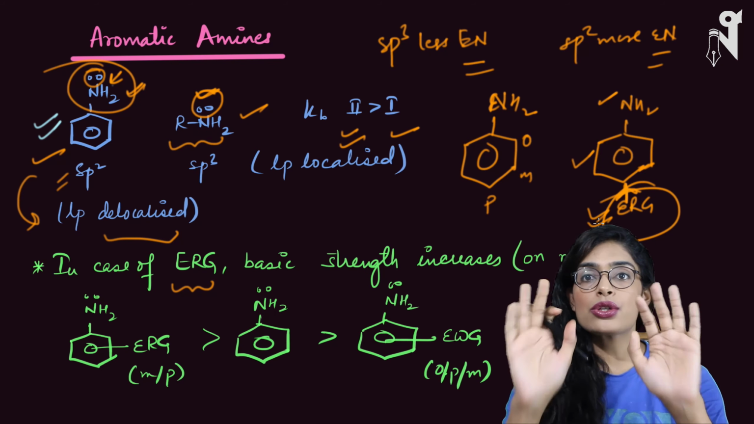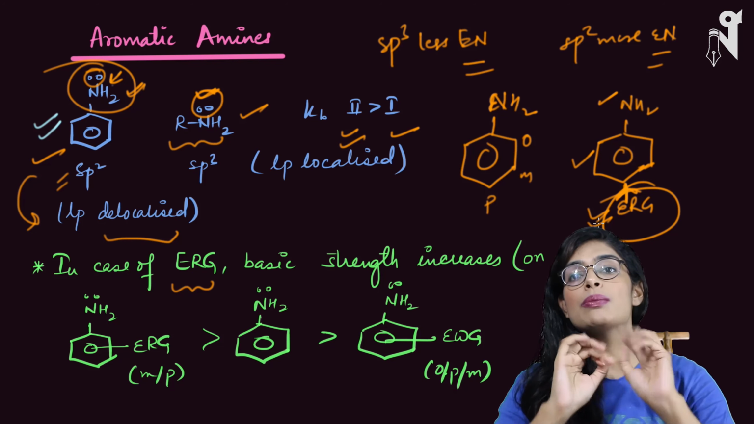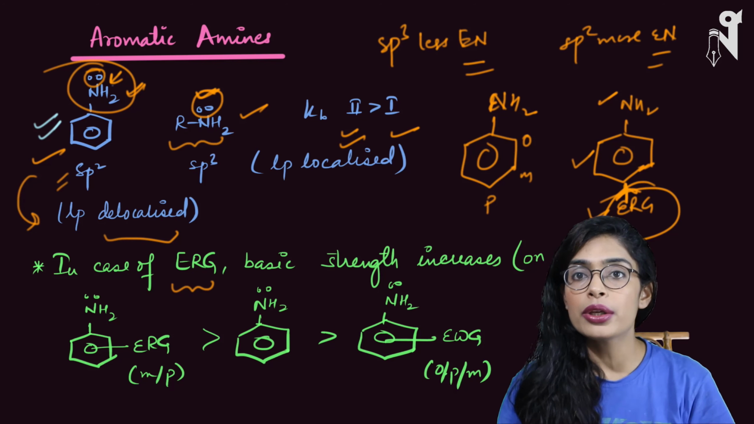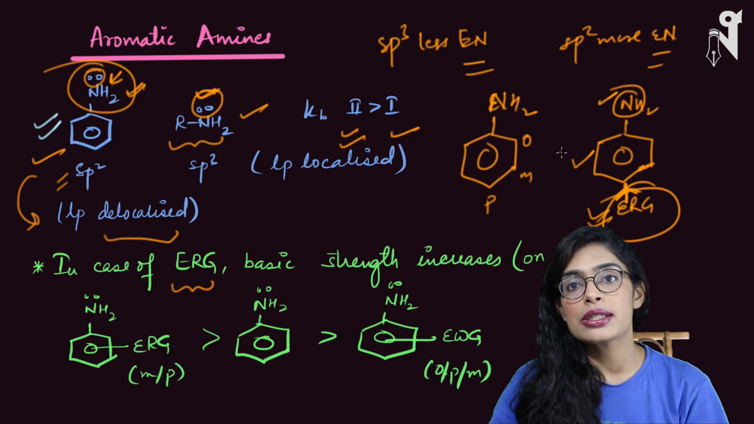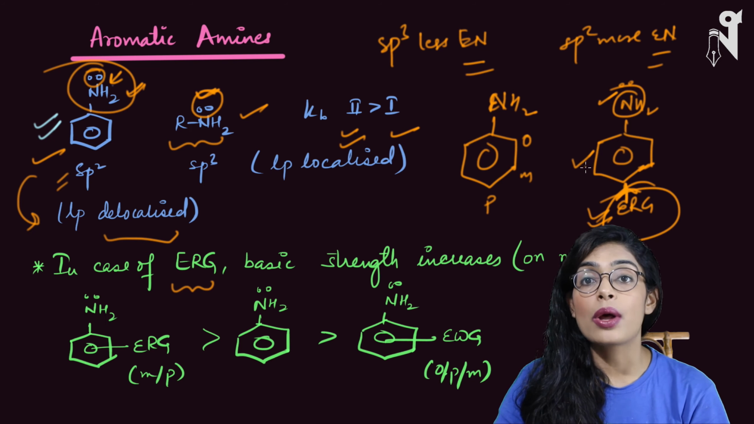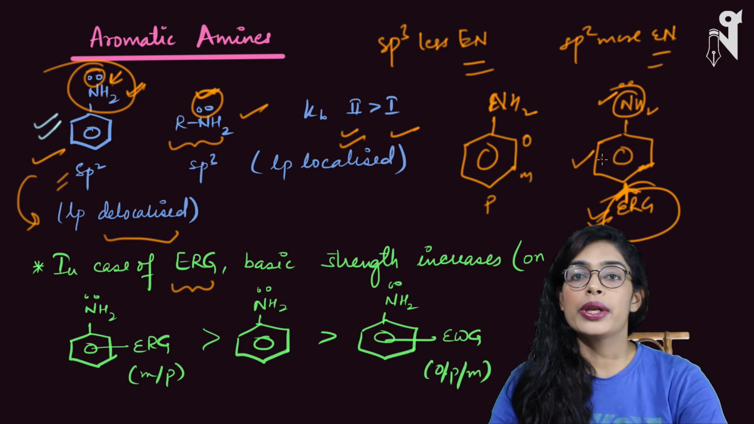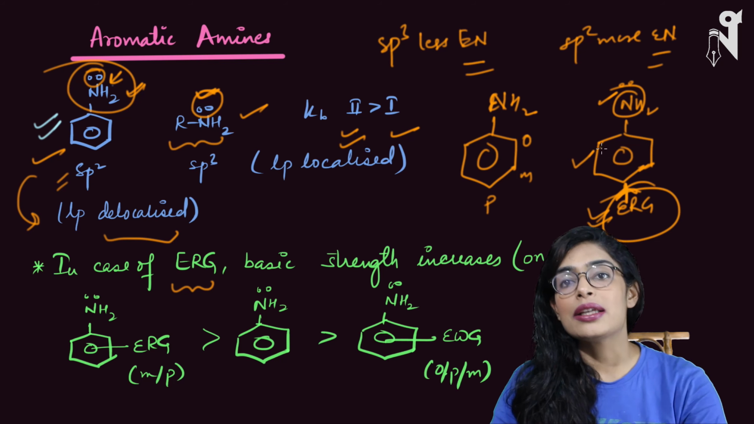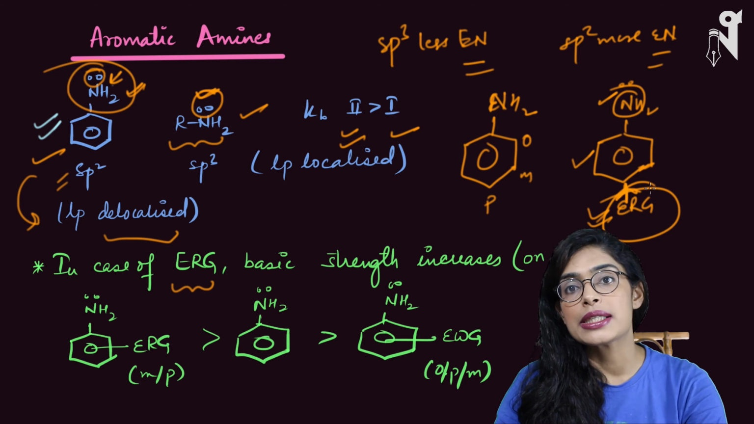Either way, if it is electron donating, it is giving the electron density to the benzene. It is giving the electron density to the molecule. If it is giving the electron density to the molecule, it is obviously reaching the nitrogen also. So whatever is the electron density on nitrogen, it is definitely going to increase due to the presence of the ERG. If the electron density is increasing around nitrogen, its basic strength is going to increase. Why? The more the electron density, the more easily the donation is possible. So hence electron releasing groups always increase the basic strength.